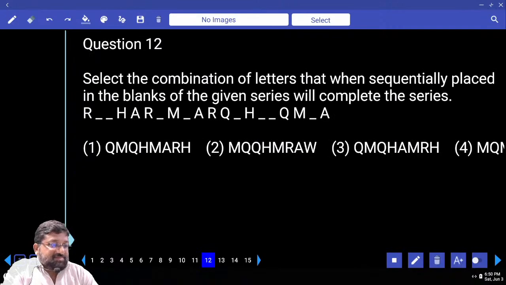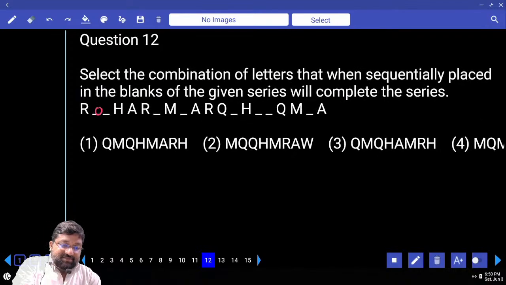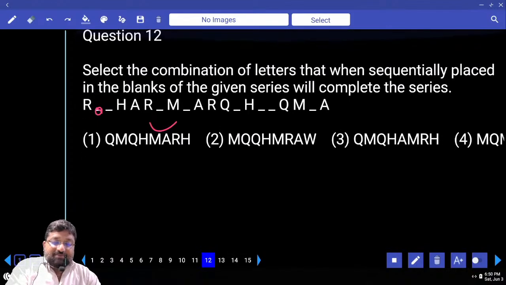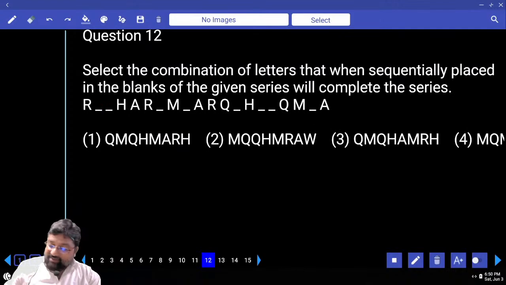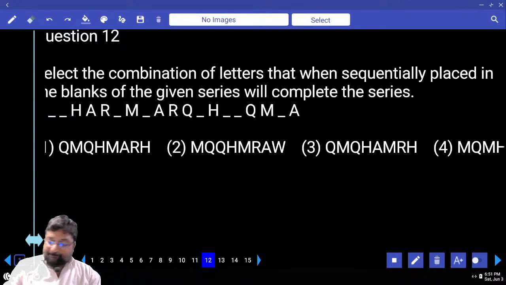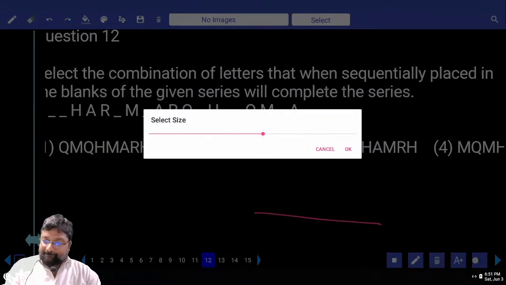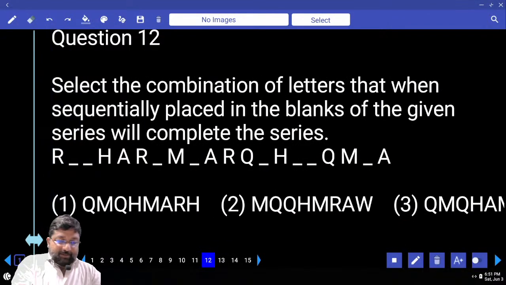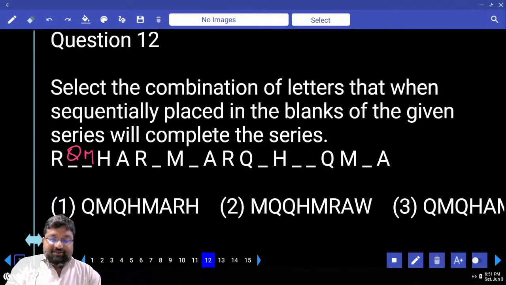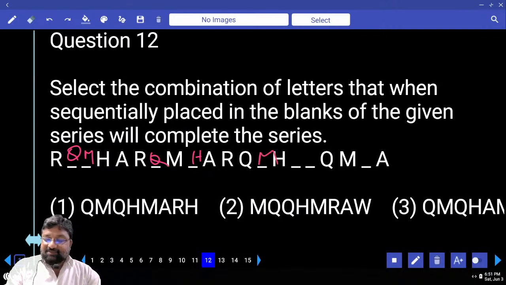Repetitions. Can I go for repetitions? If I observe carefully, I can see R and Q, and then there is 1 gap followed by M, followed by H. Maybe this is RQ, 1 gap, H, R and M, there is M. So maybe this is RQMHA. RQMHA. Which option will be my answer?